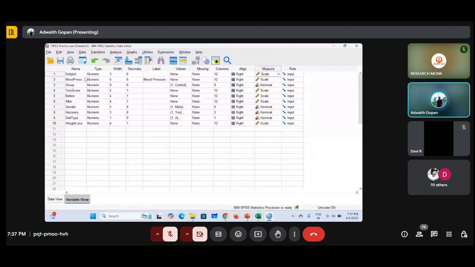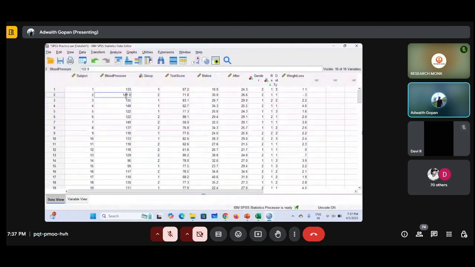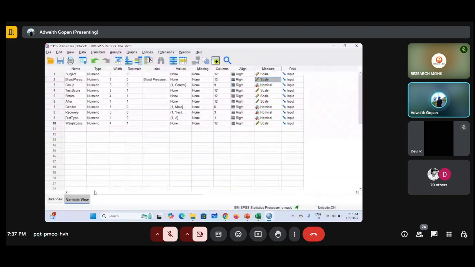Here, blood pressure is designated as scale because when you go and look here, these are values that are decimals and have a continuous range. As you can see, it has a very high range. It starts from a smaller value and ends at a bigger value. So this is what we call a continuous variable.